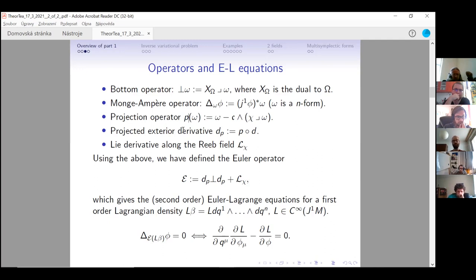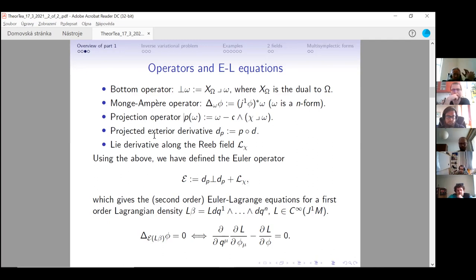But notice, for example, that if you take a form which is already degenerate along the Reeb field and consider its exterior derivative, this condition is not preserved. So we need to consider the projected exterior derivative, simply a composition. This is the classical one, and this P is defined here. And we also use the Lie derivative along the Reeb field.